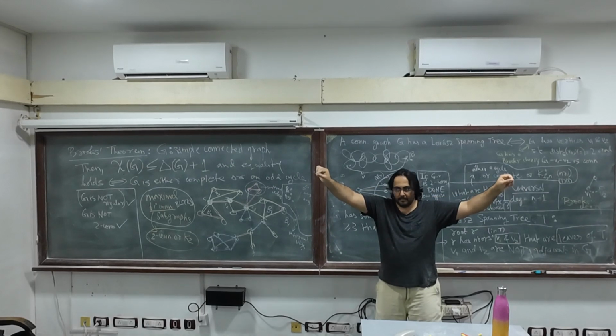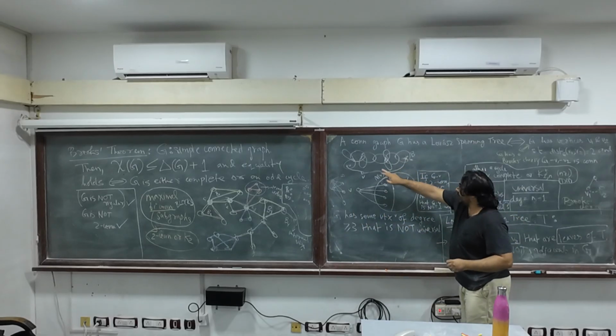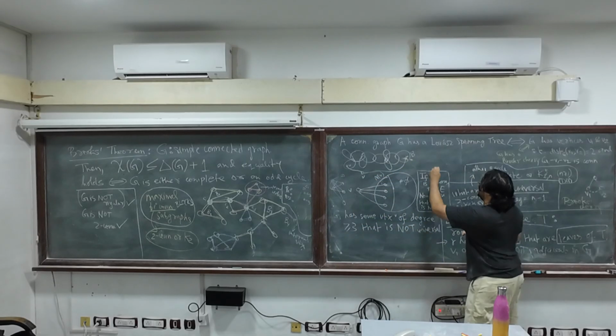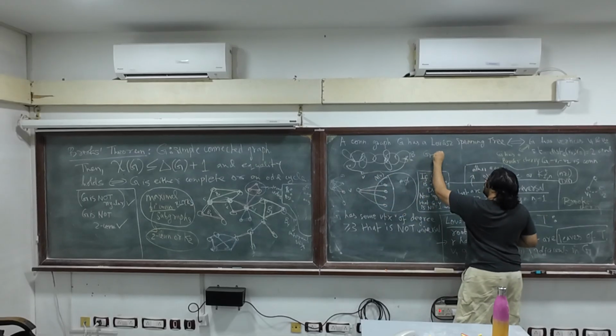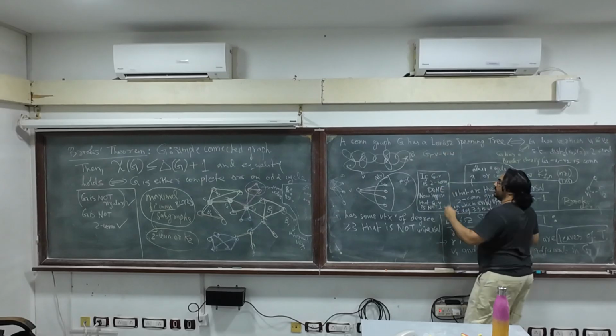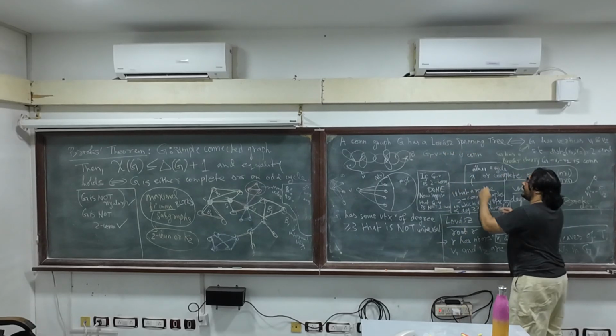So now G minus U minus V minus W is connected. I will first delete V, delete U, delete W, and this is connected. Is that correct? Yes. This is because, why is this true?